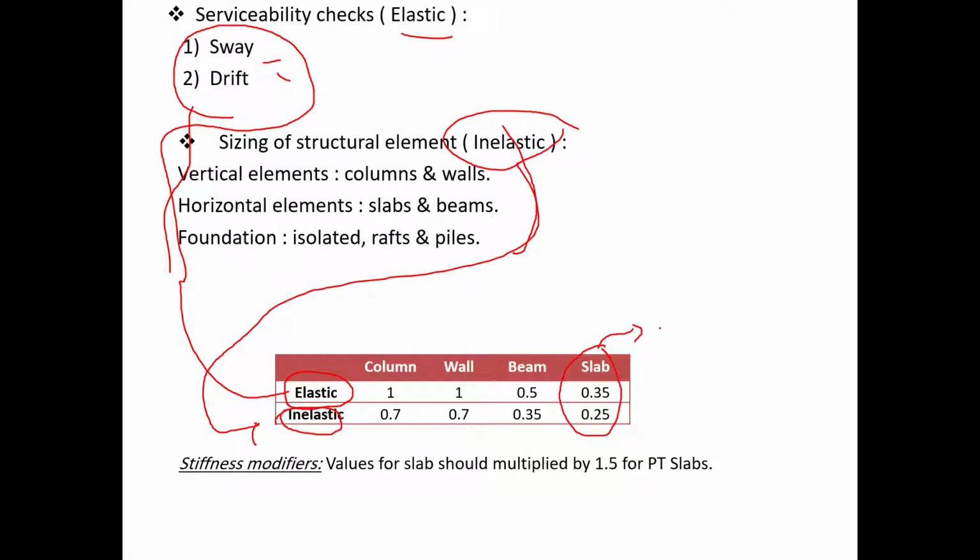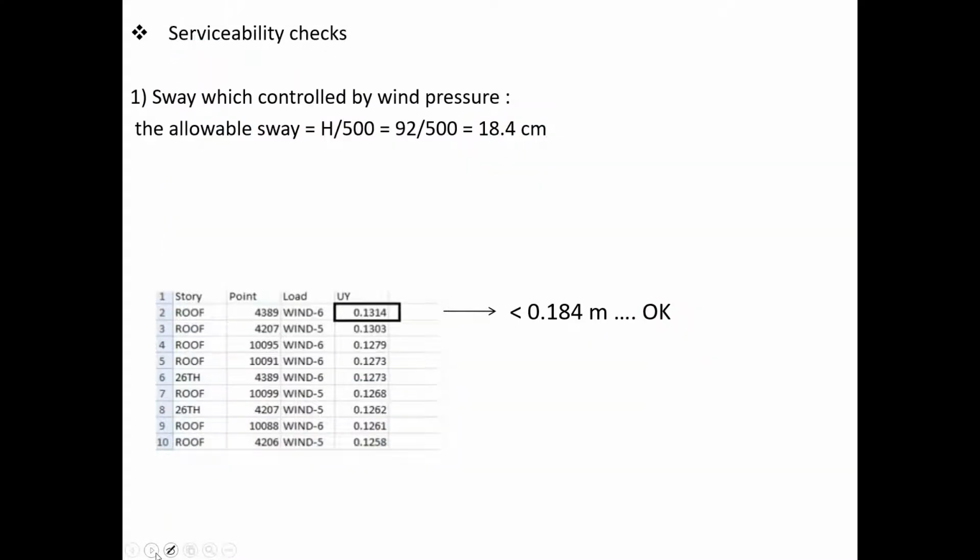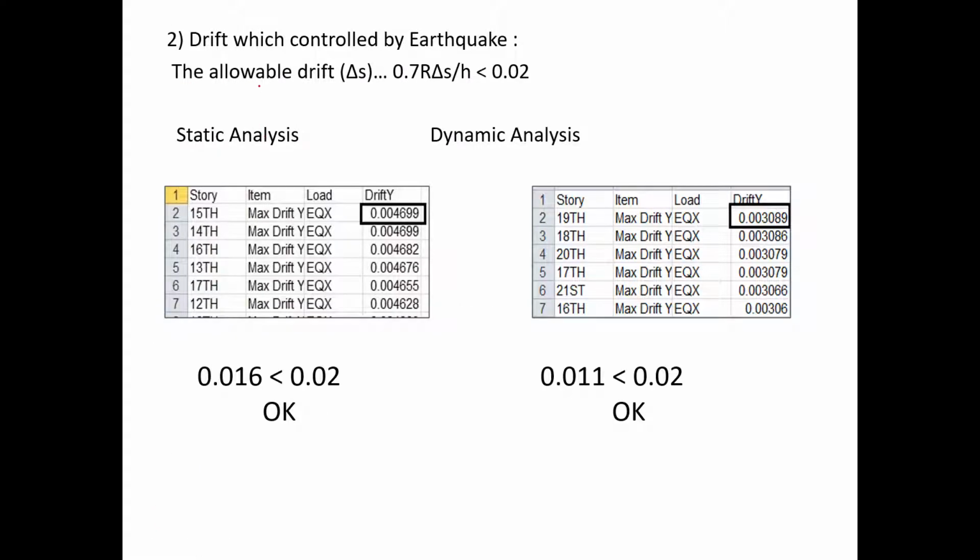going to use the PT slab, we have to multiply them by 1.5. Okay, so these are for stiffness modifier. So here this note here, the values for slab should be multiplied by 1.5 for PT slabs. Okay, so here we are going to check the sway controlled by wind pressure, and we need to check the drift controlled by earthquake load, dynamic and static.